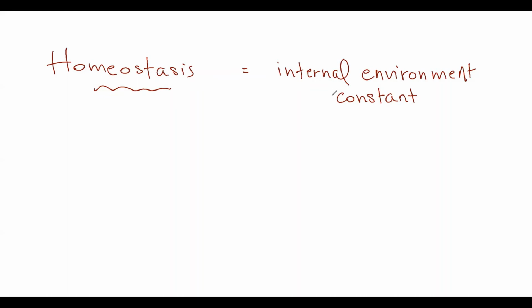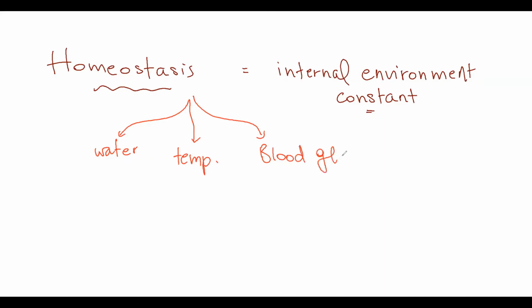It means the inside of the body, the environment inside the body, has to be kept constant. But what are the components that we need to keep constant? The first component is water. It has to be kept constant. We have to keep the temperature constant. We have to keep the blood glucose constant. These are the main three things that have to be kept constant in our body.